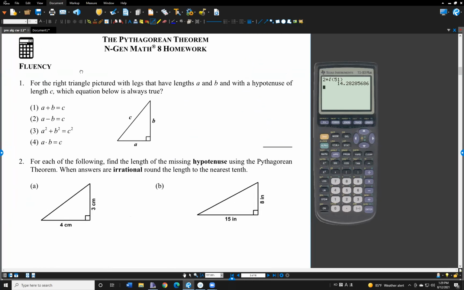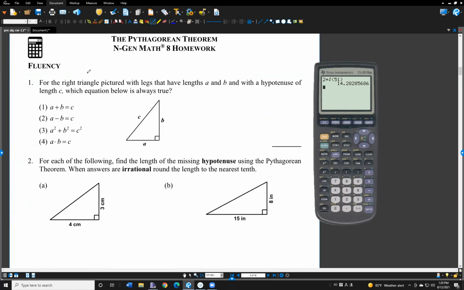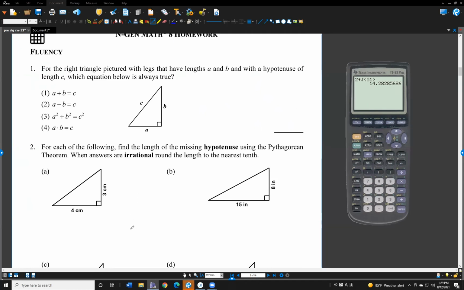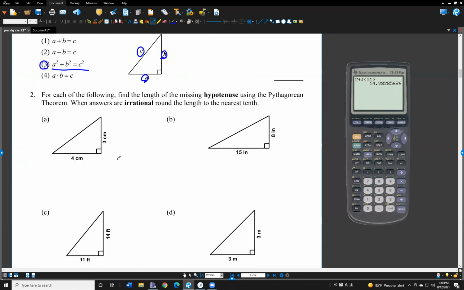Okay, now we're going to work together. Today I'm not going to give you homework because it's our last day, so we just try the homework together. All right, number 1, we have right triangles, so definitely we can use the Pythagorean theorem. We have legs A and B. Which equation below is always true? Anybody give me the answer? Number 3. Yeah, that's it, right? Because A squared plus B squared is C squared, because that is on a right triangle. That is always true.